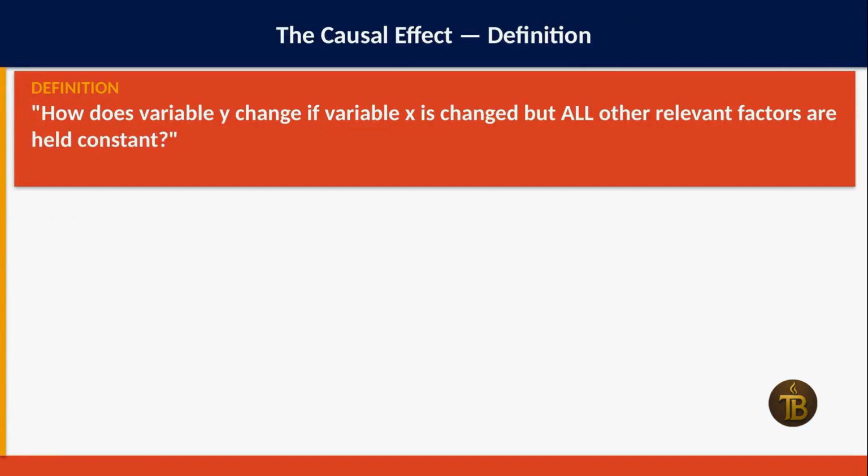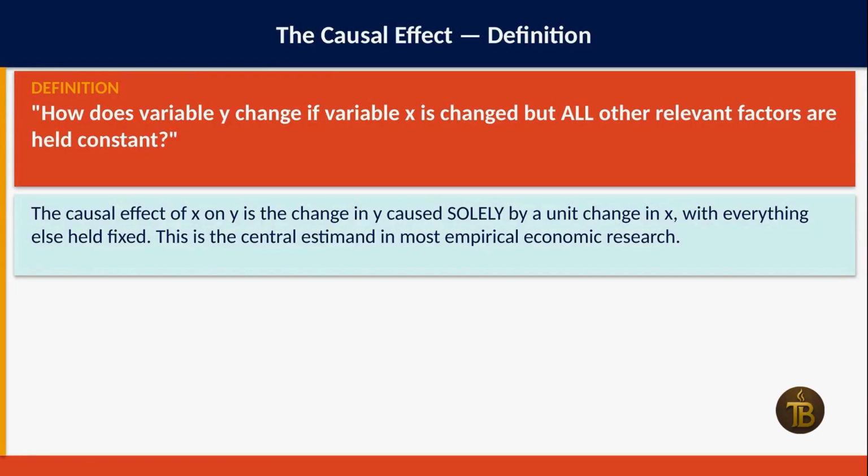Let's define the causal effect itself precisely. The question we're really asking is, how does variable y change if we change variable x, but hold absolutely everything else constant? Formally, the causal effect of x on y is the change in y caused solely by a one-unit change in x, with everything else held fixed. This is the central quantity that most empirical economic research is actually trying to estimate.